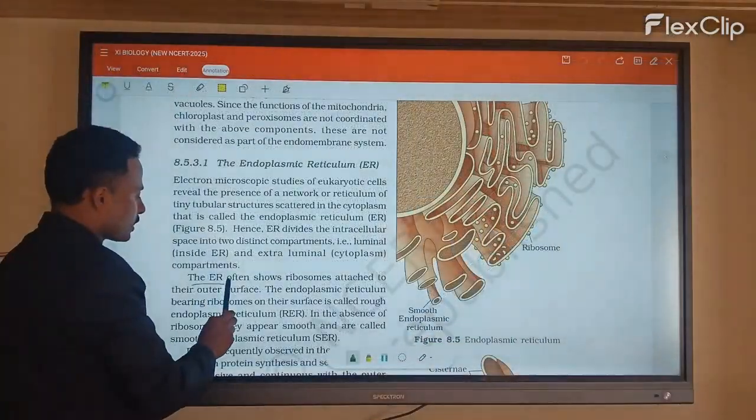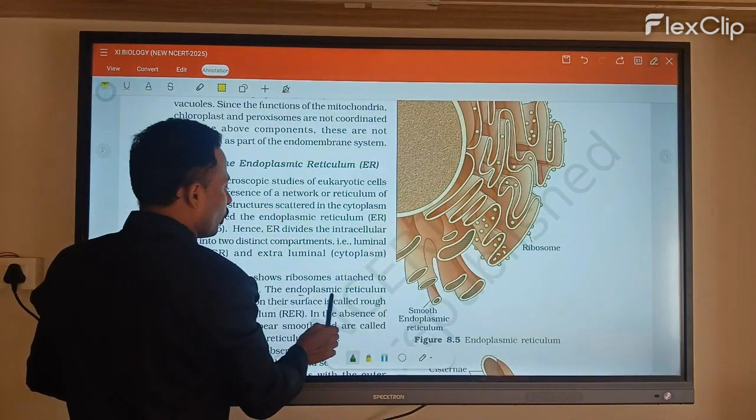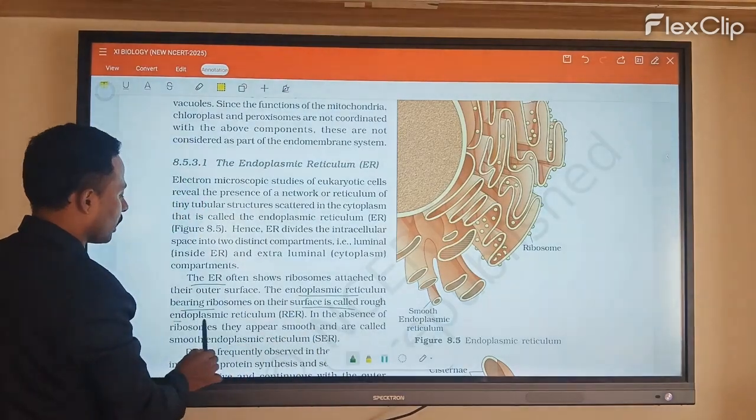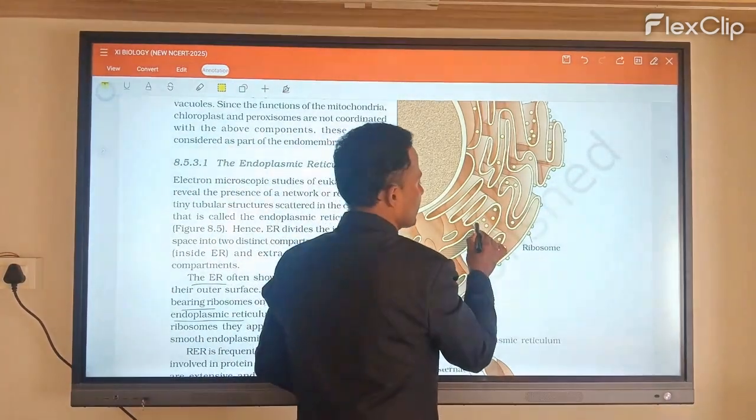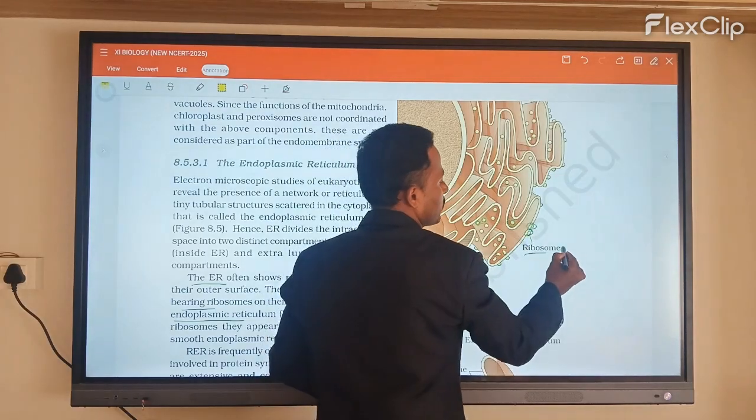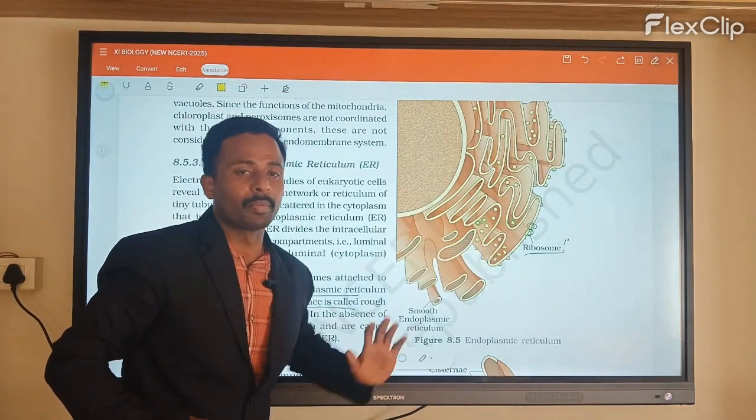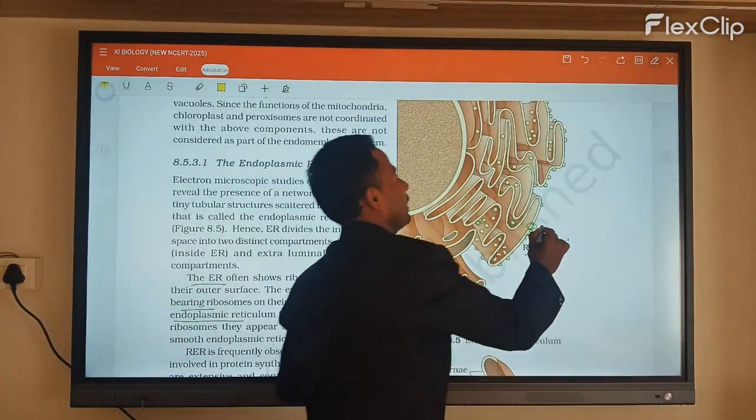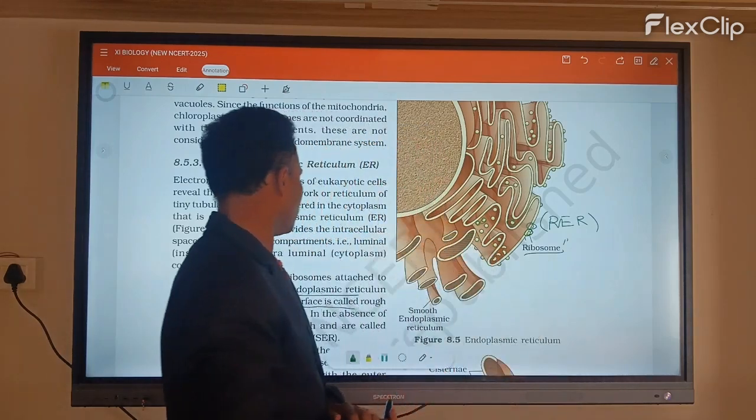Now, the endoplasmic reticulum often shows ribosomes attached to the outer surface. The endoplasmic reticulum bearing ribosomes on its surface is called the rough endoplasmic reticulum, RER. On the outer side, granule-like structures are noticed. These are called what? Ribosomes. So when ribosomes are present on the outer surface of the membrane, that kind of endoplasmic reticulum is called the rough endoplasmic reticulum.